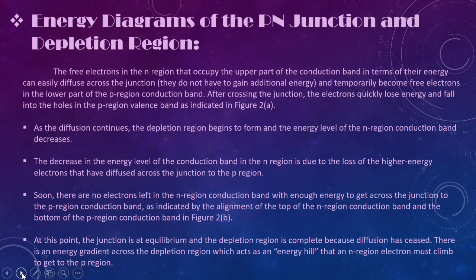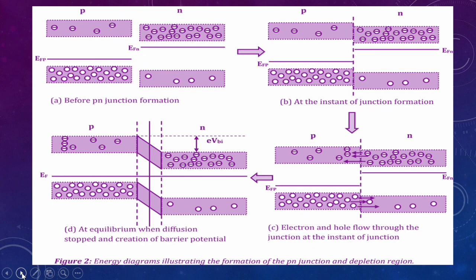At this point, the junction is at equilibrium and the depletion region is complete because diffusion has ceased. There is an energy gradient across the depletion region which acts as an energy hill that an n region electron must climb to get to the p region. Here are the flowchart energy diagrams illustrating the formation of the p-n junction and depletion region.